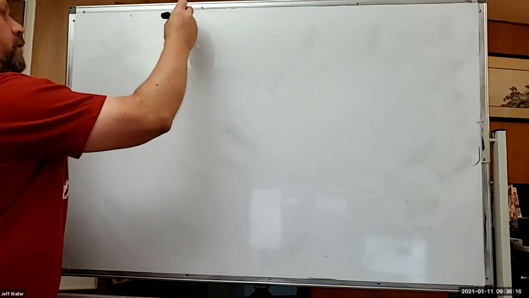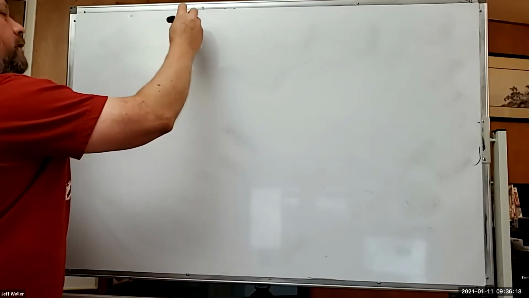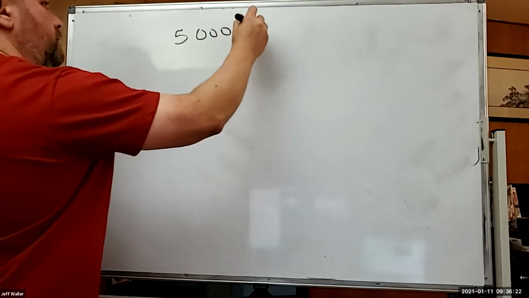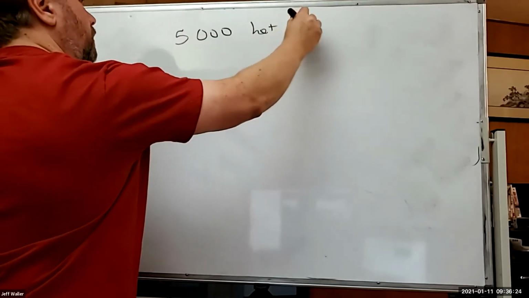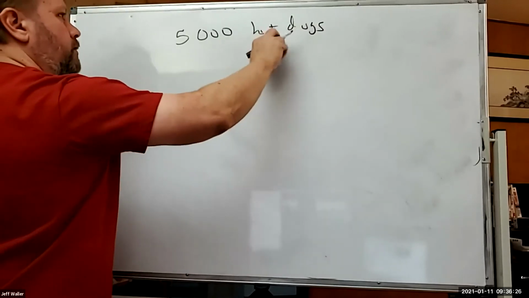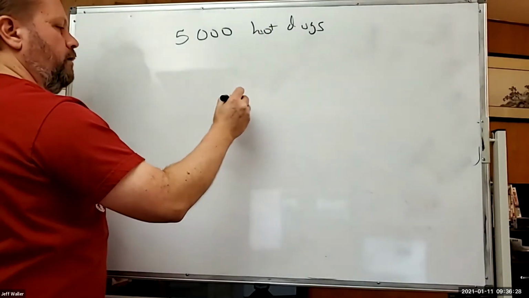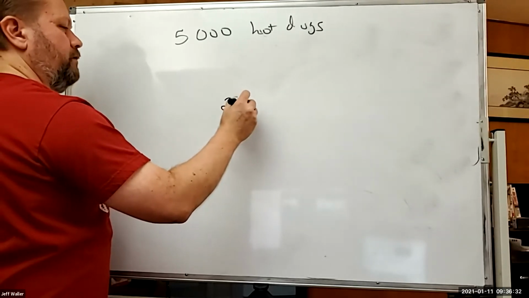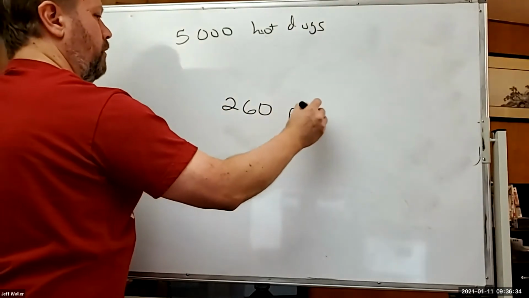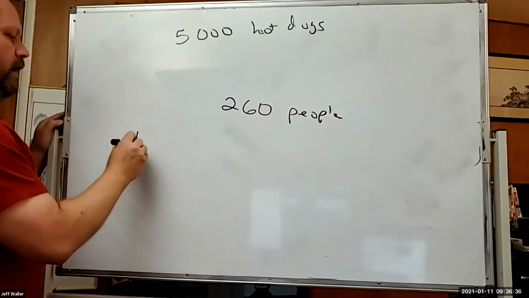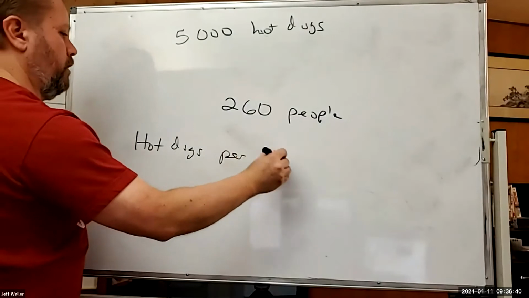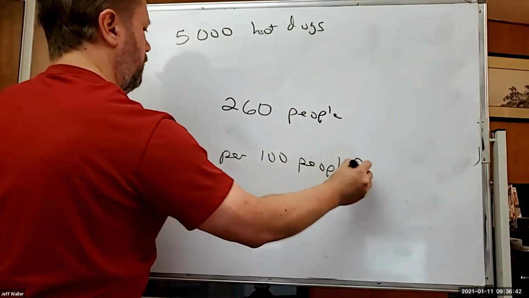Let me see, what was I talking about? So if there were, let's see, 5,000 hot dogs, and there are, let's see, 260 people, how many hot dogs per 100 people are there?